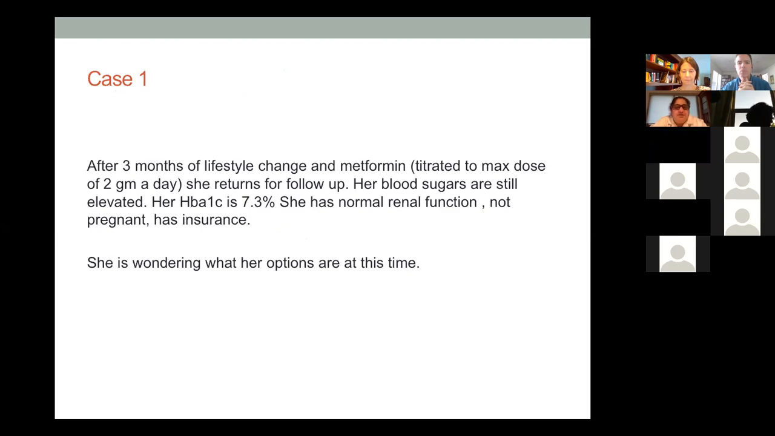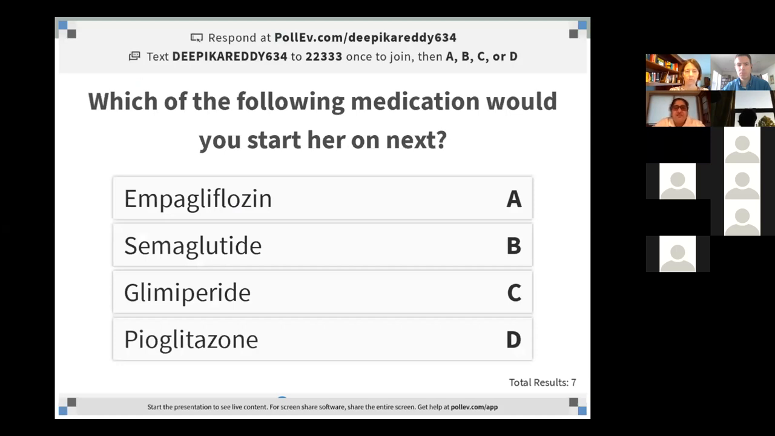Okay. So after 3 months, she's doing her bit in terms of lifestyle change. She's on the metformin. You titrated the dose to a max of 2 grams per day. She comes back for follow-up and her blood sugars are still a little bit high. Her A1C is better, but it's still above goal at 7.3. She has normal renal function. She's not pregnant. She actually has pretty good insurance. And she's wondering what the next step is. What are her options at this point? And so which of the following medications would you start her on? Now, please note, there isn't one perfect answer. But if you were seeing this patient, which of the following would you choose?